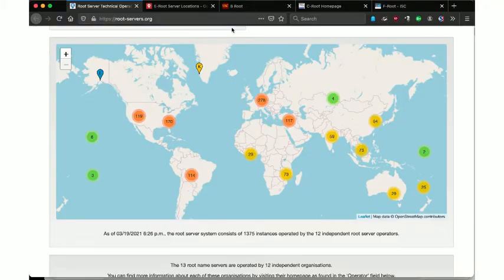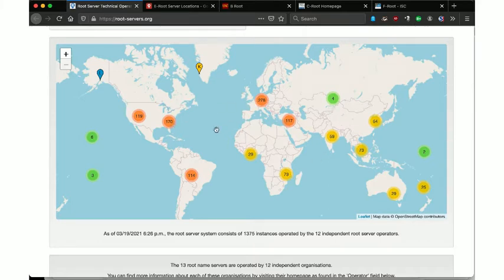Fortunately, there are more than just 13 root nameservers. What we saw up until now is that there are 13 root nameserver authorities. The A root, the B root, etc., all the way until the M root. But each of these roots is comprised of dozens or hundreds of individual servers. If you go to rootservers.org, it'll show you a nice map of just how distributed the root authorities are.